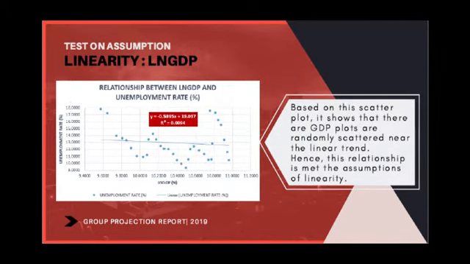The third relationship is between unemployment rate and gross domestic product in the United States of America. After we tested using a scatter plot, we see that our GDP plots are randomly scattered near the linear trend. It means this relationship also meets the assumption of linearity, with the equation of the linear trend being y equals 19.037 minus 0.5895x, and with the r squared equal to 0.0094.